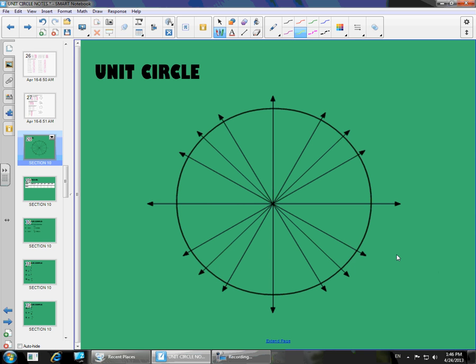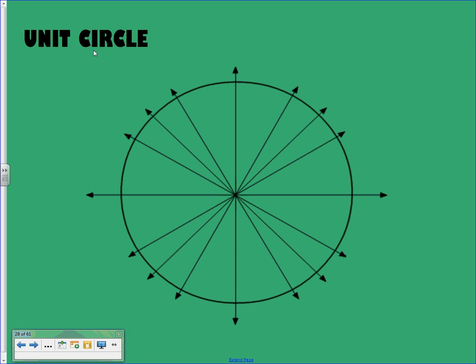Section 1010 is still working on the unit circle. However, now we're going to learn how to measure in radians. Let's just start with this fact. The whole circle is 2 pi radians. So instead of having 360 degrees here, we could have 2 pi.